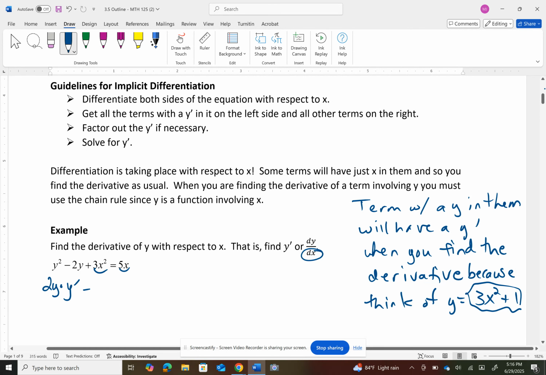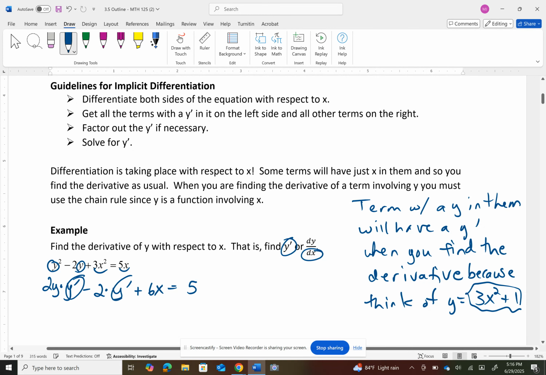The derivative of minus 2y would be negative 2, but then it's a y, and I'm trying to do the derivative with respect to x, and so I would need to do the derivative of that inside function on that term as well, which would be y prime. Now make your prime kind of slanted, and don't ever write y to the first power if you're going to do y prime instead of dy dx. All right, now the derivative of 3x squared is just 6x, derivative of 5x is 5.